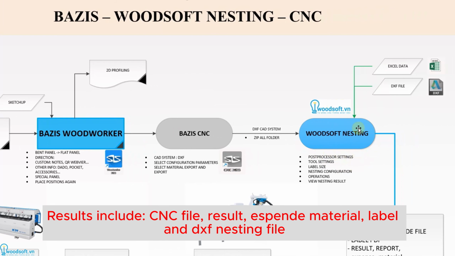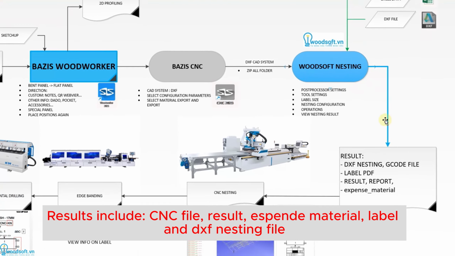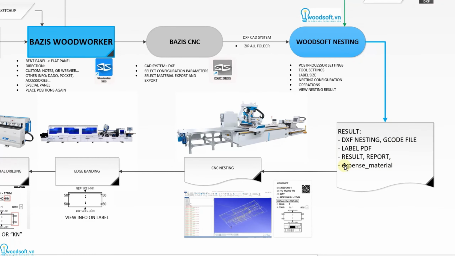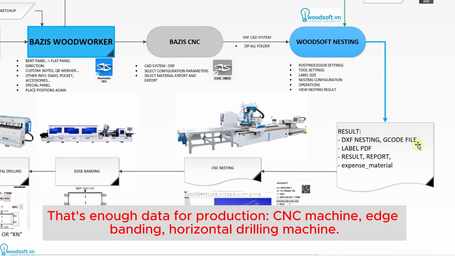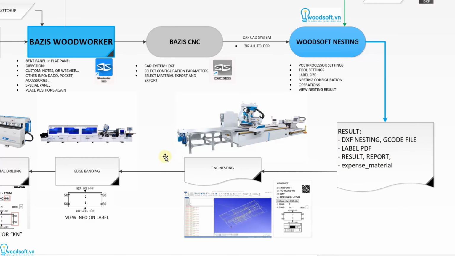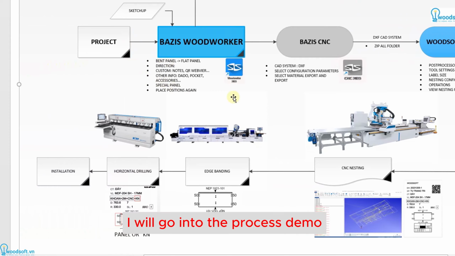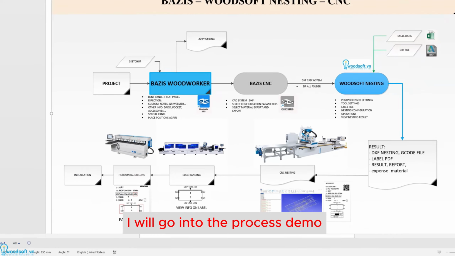Results include the CNC file, a report on the material spent, labels, and the DXF nesting file. That's enough data for production: CNC machine, edge banding, horizontal drilling machine. I will go into the process demo.